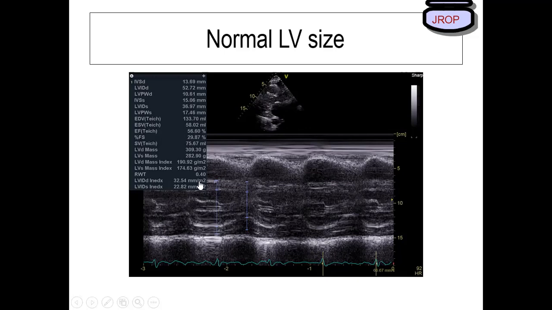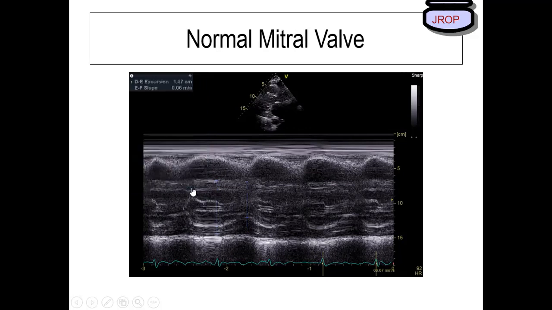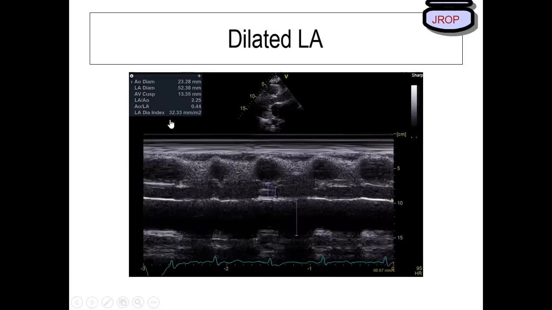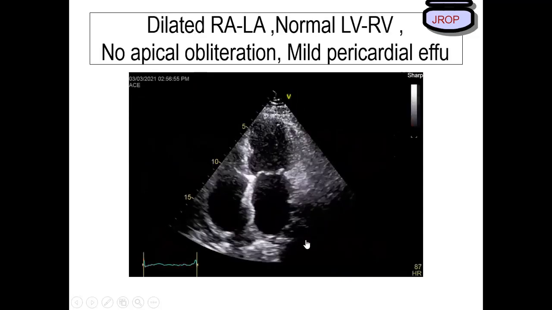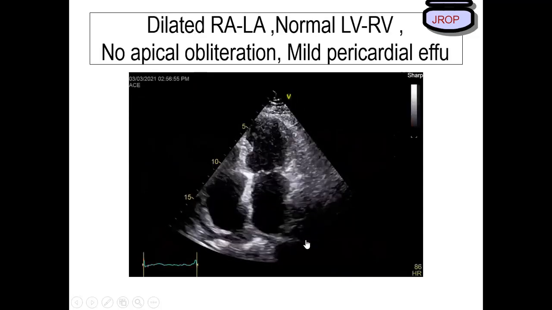Somebody with 80 kg of weight cannot be matched with 120 kg of weight. So we always take indexed volumes and areas and measurements. So this is 32, which is high normal. LA 32 indexed, normal is 22. So it's dilated.